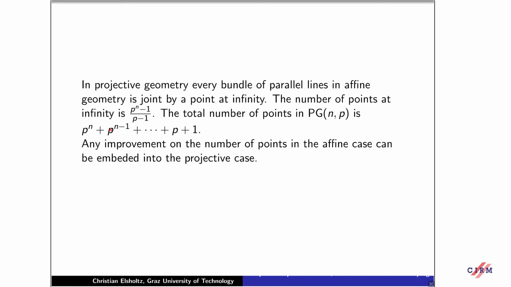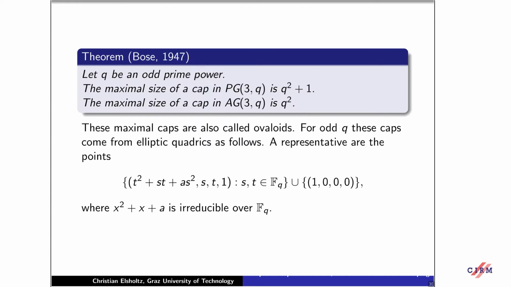So if we want to improve the number of points in such caps, what we actually do is improve it in the affine case, and the affine case can be trivially embedded into the projective space. The projective space could possibly have some more points, but we do not really care about it because our results will not be so precise anyway. They are asymptotically better, but optimizing by a factor of say 10% wouldn't matter for what we do.